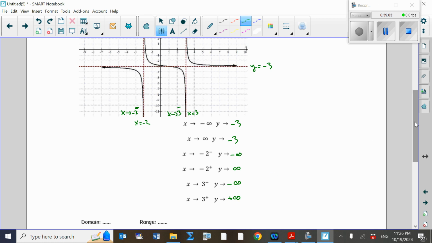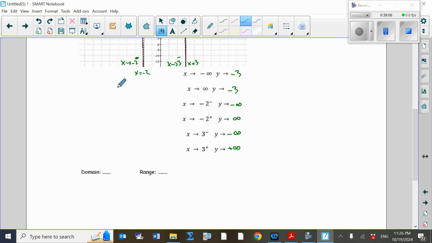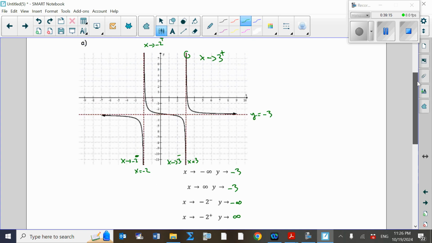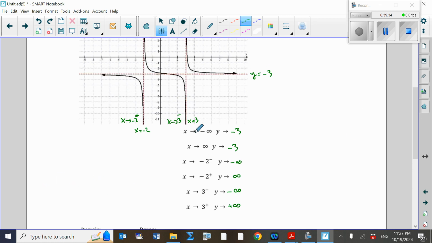Okay, now I'm going to find the domain of the function. For the domain, it's covering everything except the vertical asymptotes, and there's no hole here as well. So it's just negative infinity to -2. There's a jump at -2, and then we go to 3. So -2 to 3, everything is defined, and then 3 to infinity. That's the domain.